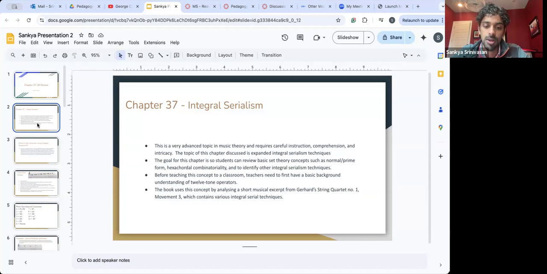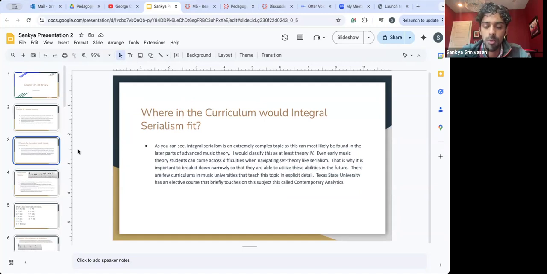Before teaching this concept to a classroom, teachers need to first have a basic background understanding of 12-tone operators. And the book uses this concept by analyzing a short musical excerpt from Gerhard's String Quartet No. 1, Movement 3, which contains various integral serial techniques.